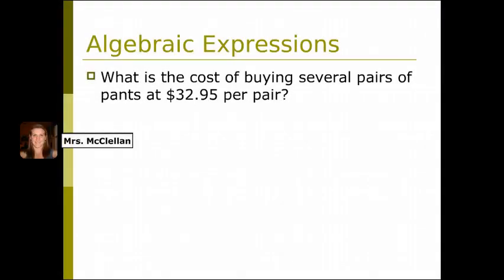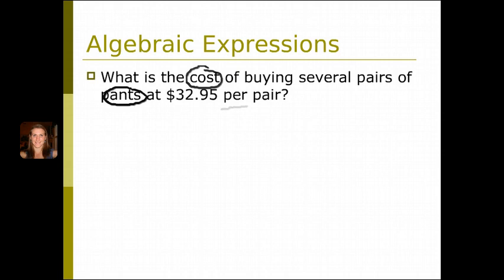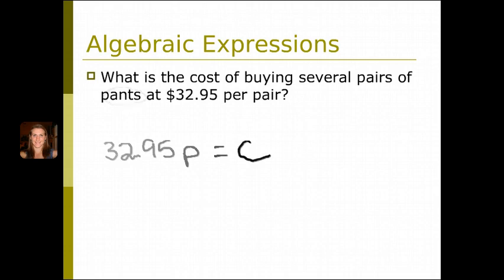A second real-life example would be, what is the cost of buying several pairs of pants at $32.95 per pair? Well, as discussed on our chart, we know that per means we are multiplying. However, we do not know what our total cost is going to be, and we do not know how many pants we are actually buying. Therefore, if I am multiplying $32.95 times the number of pants I buy, I will come up with my total cost.